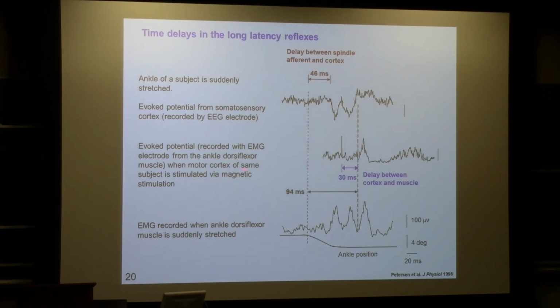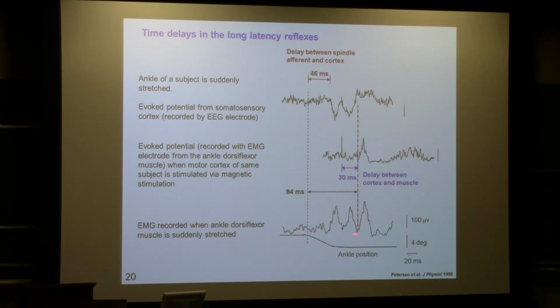The second line here is the evoked potentials, which means EMG electrodes that are placed on the ankle muscle when the motor cortex of the same subject is stimulated via magnetic stimulation. So TMS, transcranial magnetic stimulation, is placed on the motor cortex, the foot region, which would be medially. You stimulate, and then you see how long it takes before the muscle, in this case the ankle muscle, is activated. So here's when the stimulation takes place in the motor cortex. Here's when the response takes place in the muscle. So about 30 milliseconds. So about 50 milliseconds here, 30 milliseconds here.